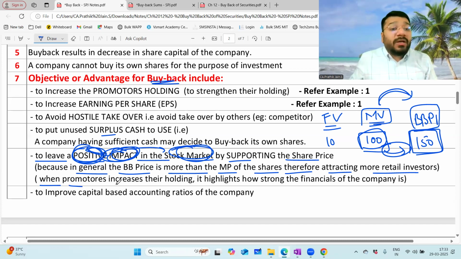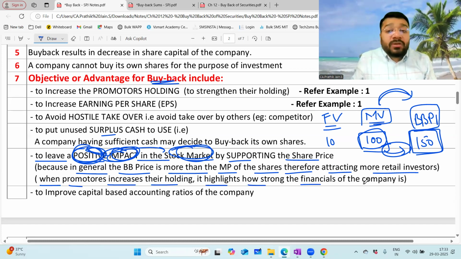Next, when promoters increase their holding, it highlights how strong the financials of the company are.